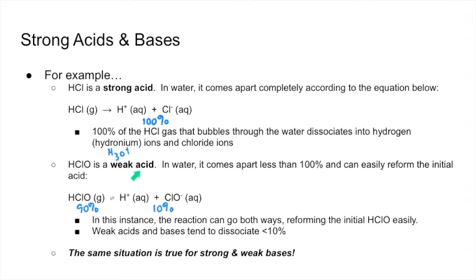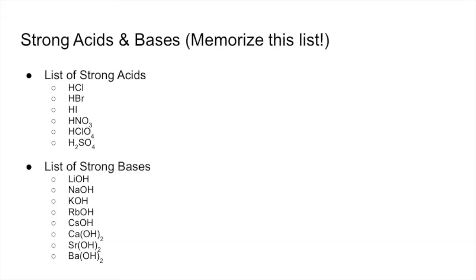So don't think that just because something is a weak acid means that it's completely safe. If it's a very concentrated weak acid, it can be just as bad for you as some dilute strong acid. So you do have to be careful with that. I don't remember if this is exactly 90-10 for this particular acid, but 10% is kind of the maximum for any weak acid. And the same situation is true for strong and weak bases. Anything that is a strong base, 100% of it comes apart in water. And if it's a weak base, only something like 10% of it comes apart in water.